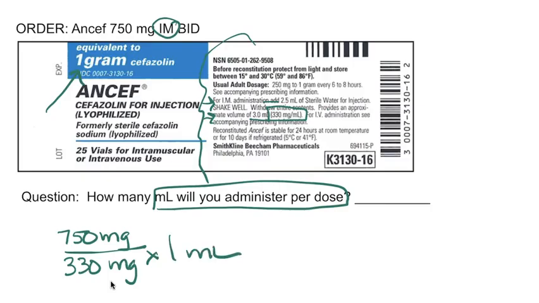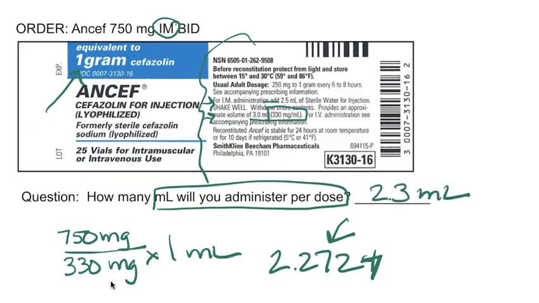Go to my calculator, 750 divided by 330 equals 2.2727. That's not a 7. All right, I'm going to round this to the nearest tenth. I'm going to look at this 7, and I'm going to round this up to 2.3 milliliters. And I swear we already did this question, but that's okay. We'll do it again. Next question.